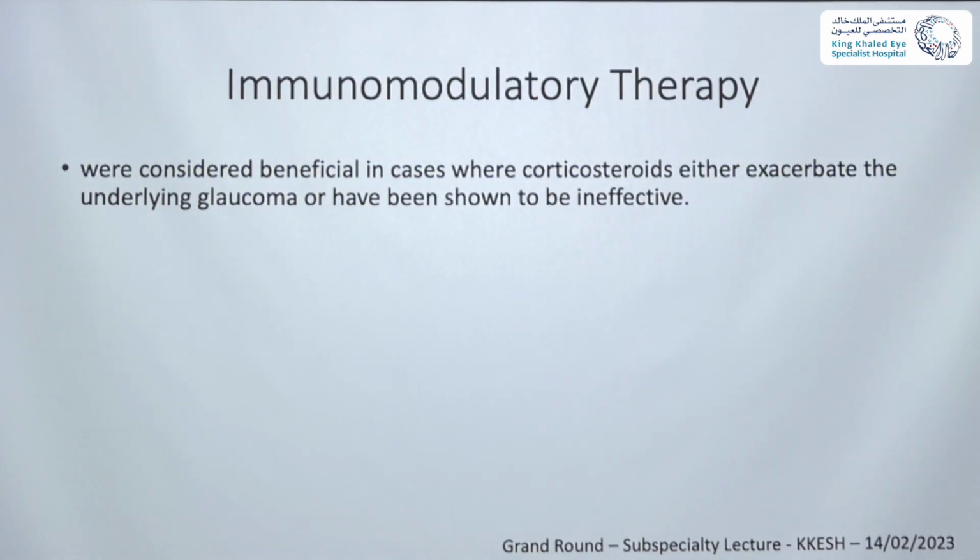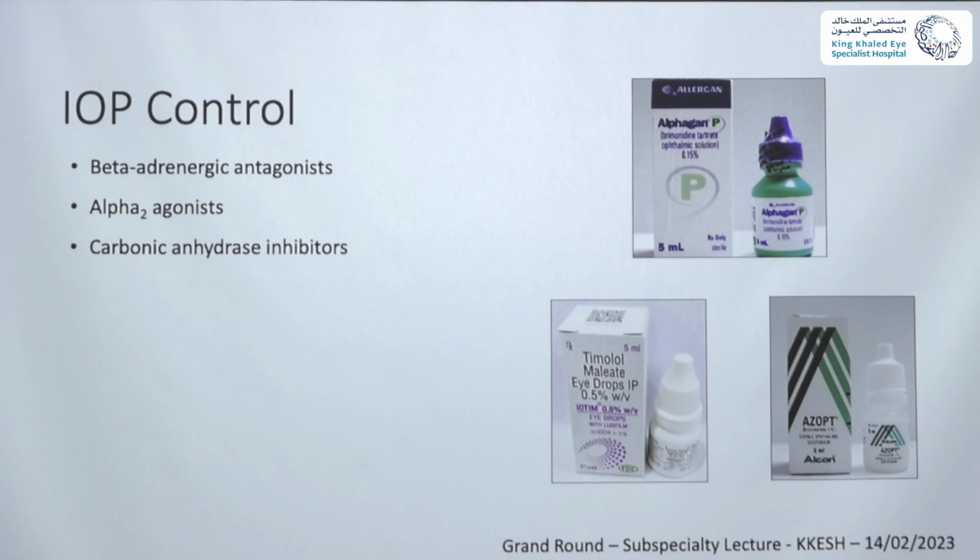Okay. Immune modulatory agents are considered beneficial in cases where the steroids are not working or not giving the maximum effect, or if the steroids are causing high IOP. So you can shift the patient to a steroid-sparing agent to control the inflammation and also to prevent glaucoma. So we'll move to the next line of management.